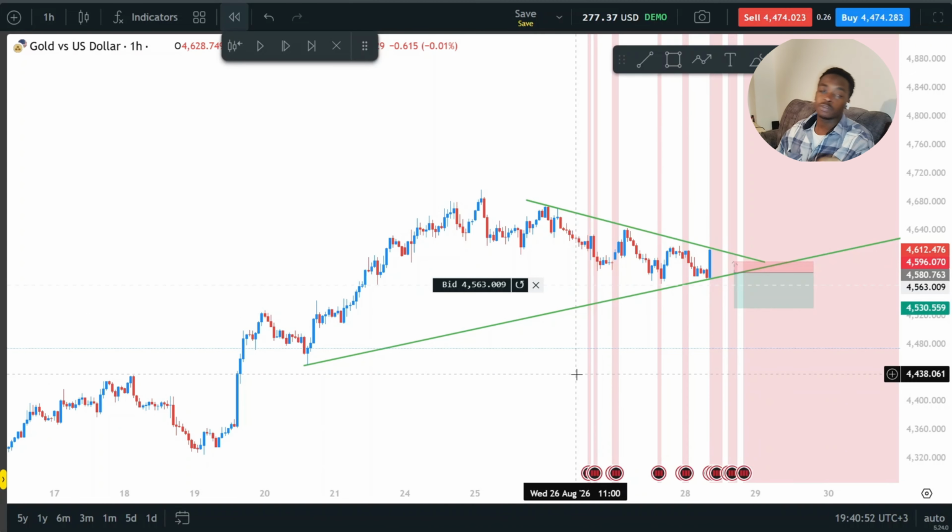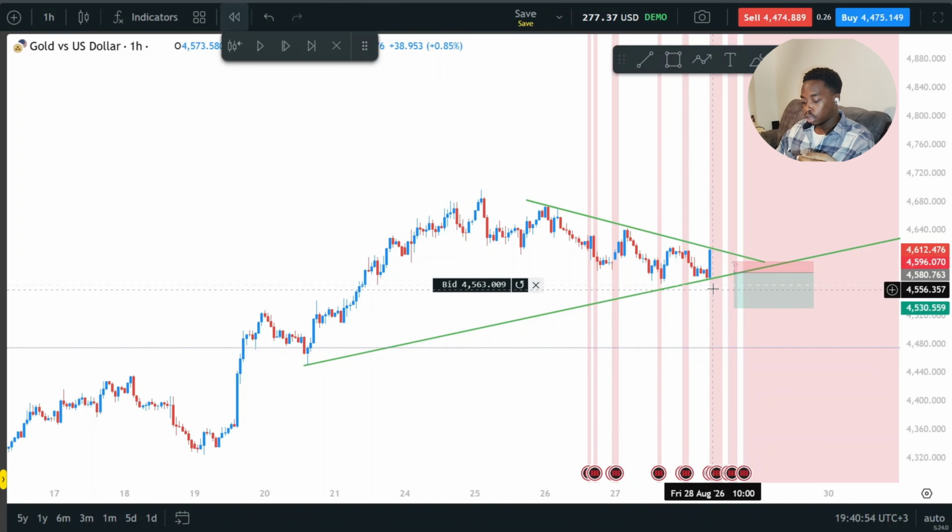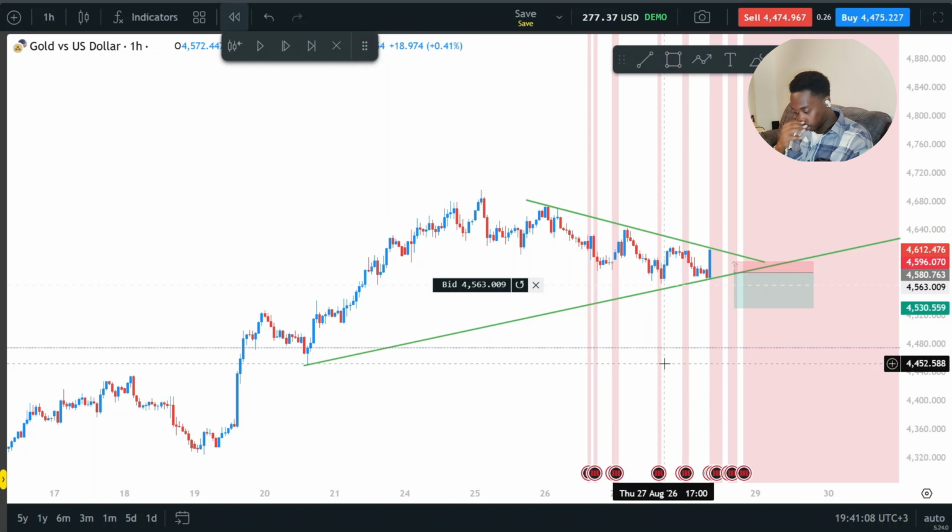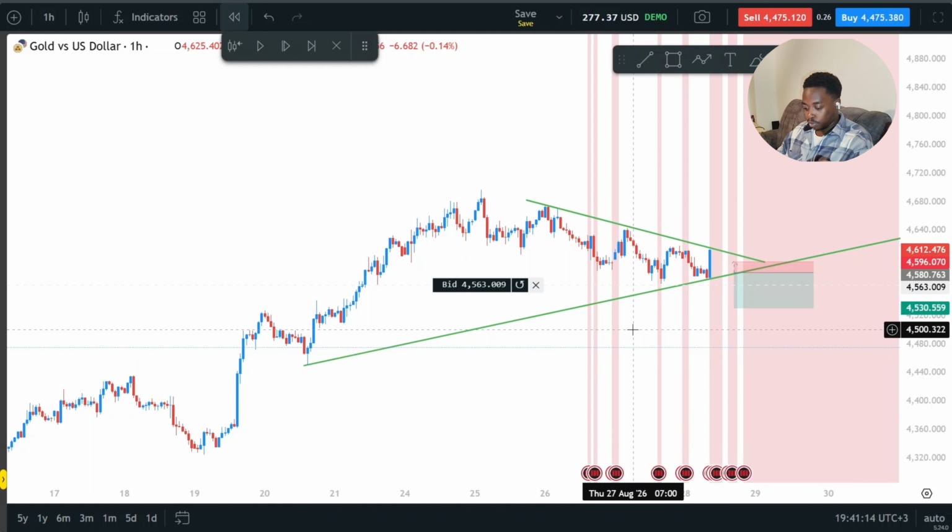And the strategy to this is simple. Use the 1 hour time frame or a bigger time frame. The most recommended one is the 1 hour time frame, but you can use bigger ones. But not anything less than 1 hour time frame to execute or to plan out this strategy with.